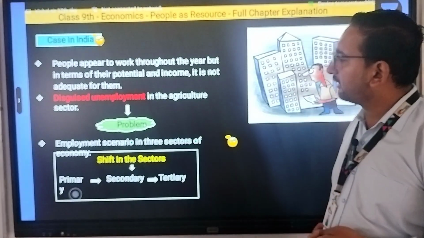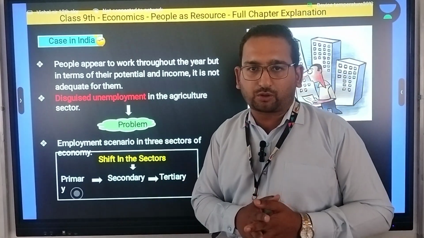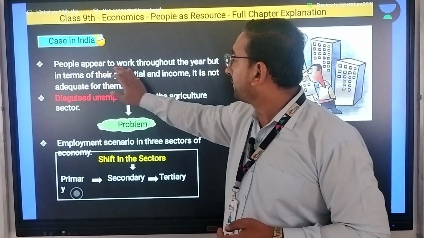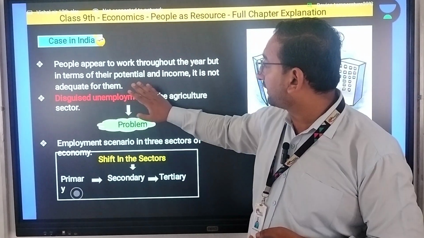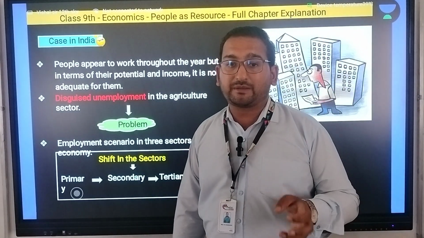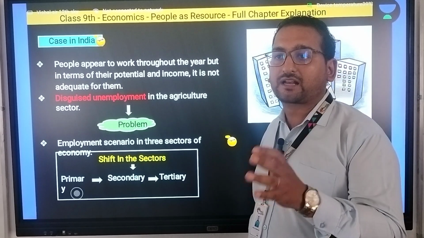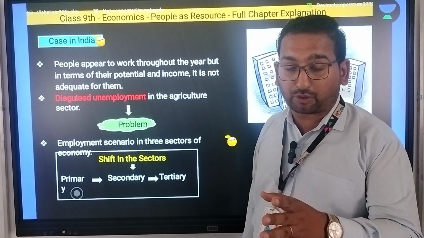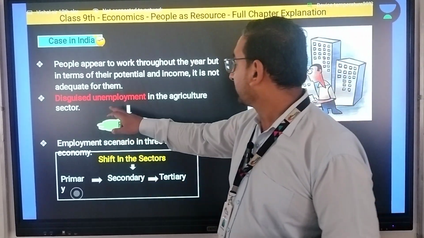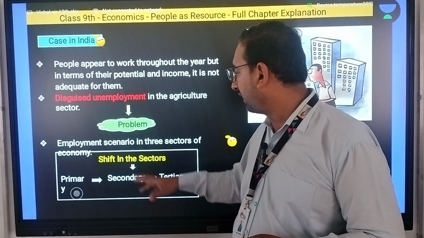Next, the case in India. What about the case in India? That was all about the overall cases. Now we will consider the case of India as well. People appear to work throughout the year, but in terms of their potential and income, it is not adequate for them. It means India has disguised unemployment. They seem to be employed, but in actuality they are unemployed. Disguised unemployment in the agricultural sector is a big problem for India.